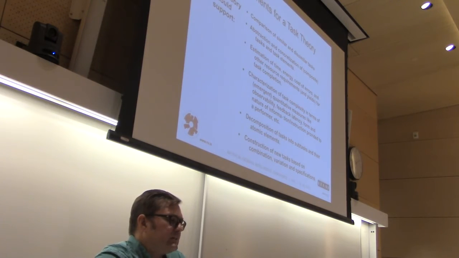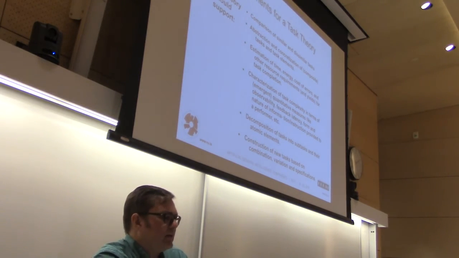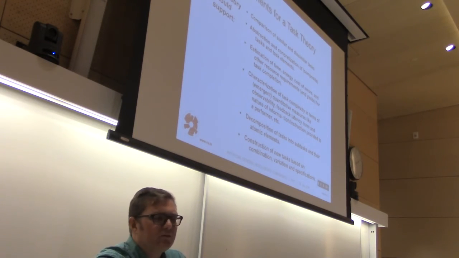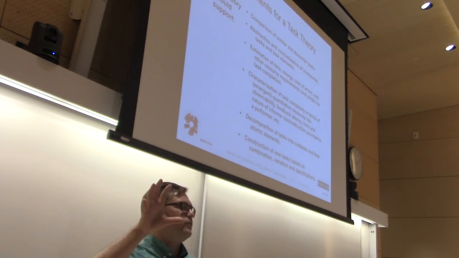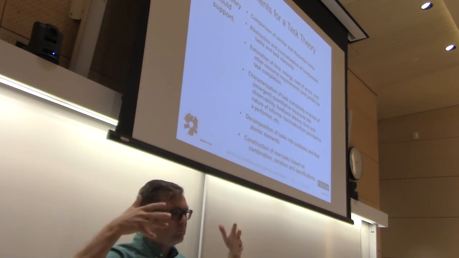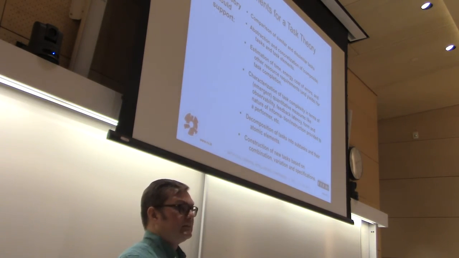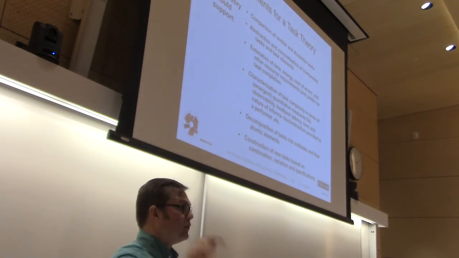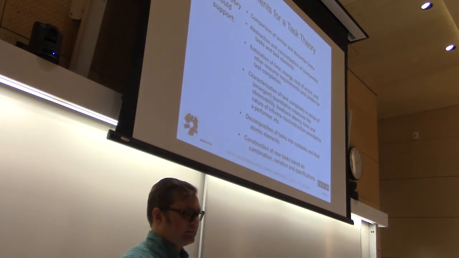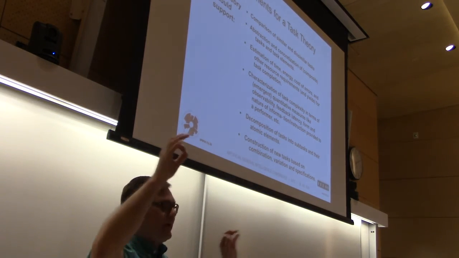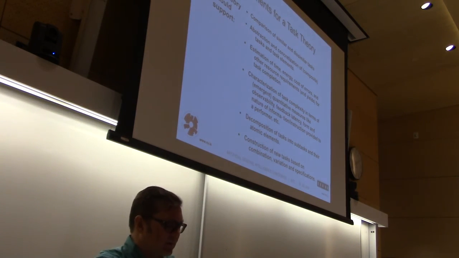I guess this is the main slide here. A task theory should support comparison of similar and dissimilar tasks, so across a wide spectrum on various dimensions. Abstraction and concretization: if you have an abstract description of a task, you should be able to, via the task theory, come up with a set of concrete tasks that you can say belong to that abstract class of tasks. It's in the same position in the n-dimensional state space.